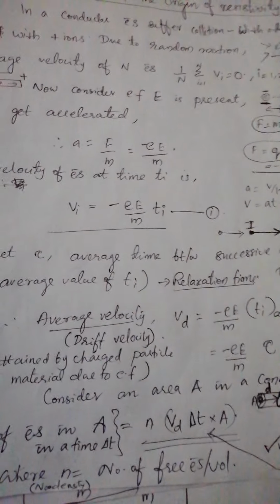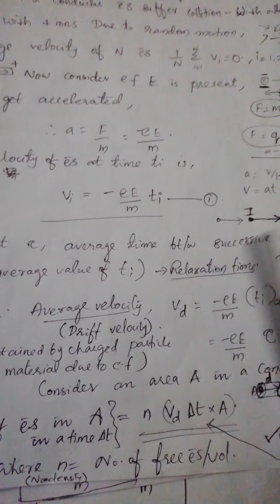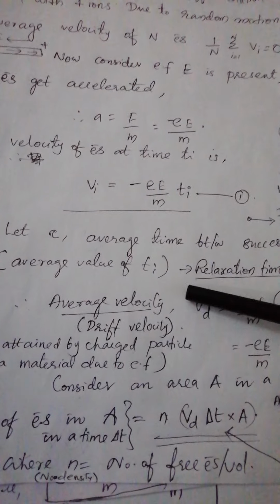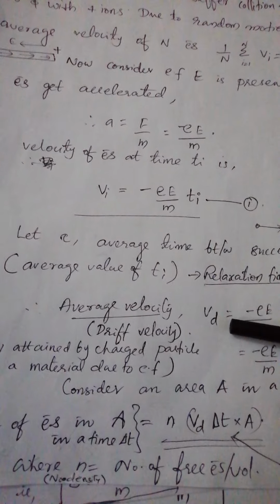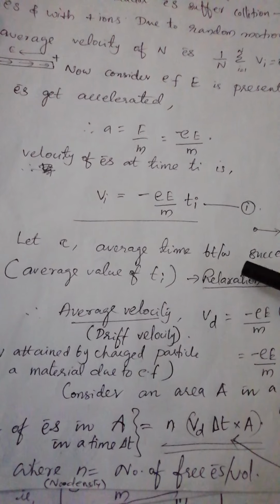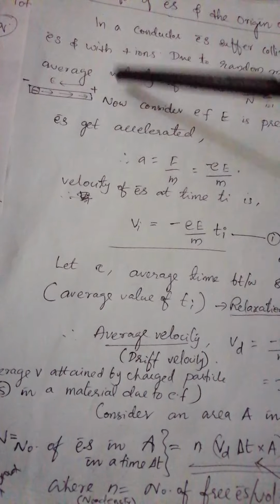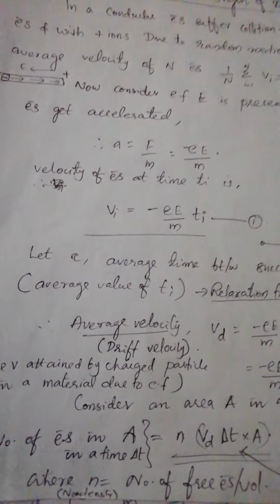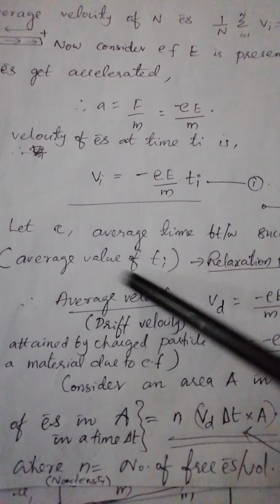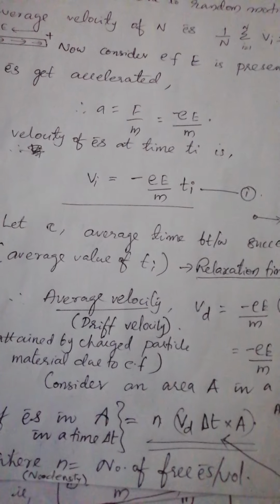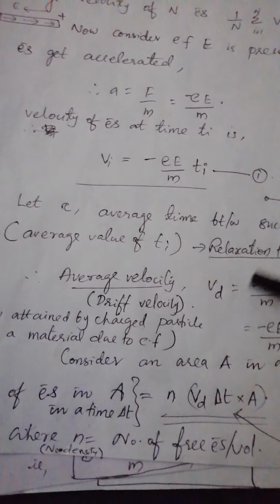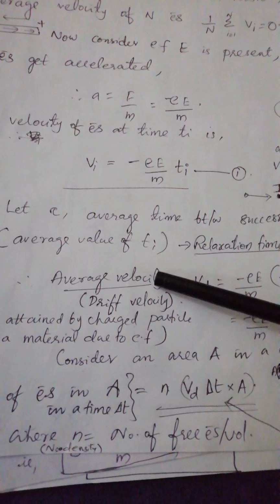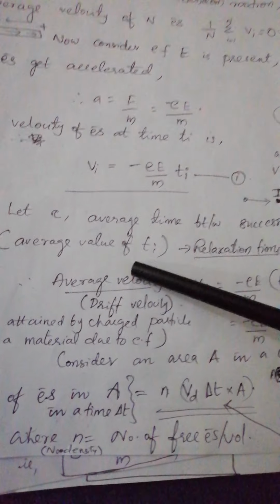And now we can develop the equation for drift velocity. Drifting means continuous movement. That is, when we apply an electric field, electrons are moving, they are in continuous movement, drifting forward. So here let us find the average velocity of an electron when it moves.